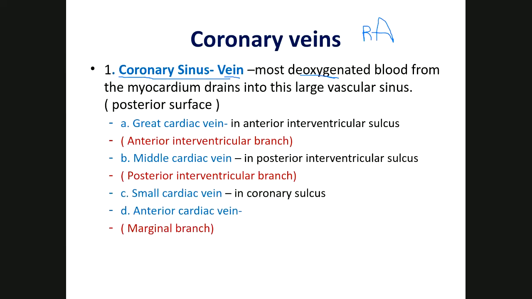The first one is the great cardiac vein. And the interesting fact about that is that it's running with the anterior interventricular branch. There's one in the back of the heart called the middle cardiac vein, and that runs with the posterior interventricular branch. The way I remember this is, for example, the great cardiac vein, like the king, likes to sit in the front, and the middle cardiac vein sits in the back. That's the only way I can think of that in cartoon imagery.